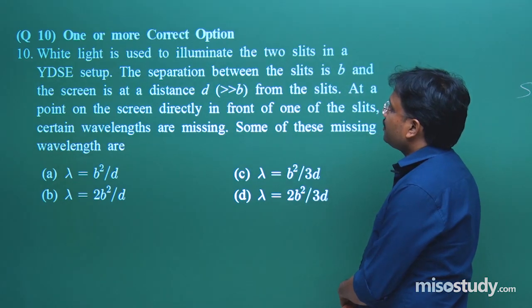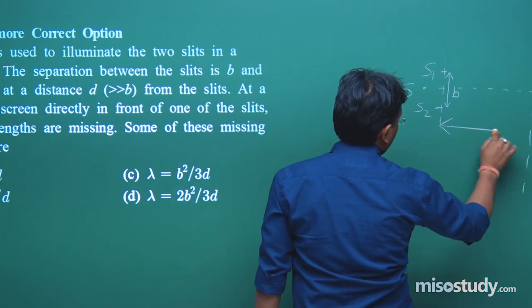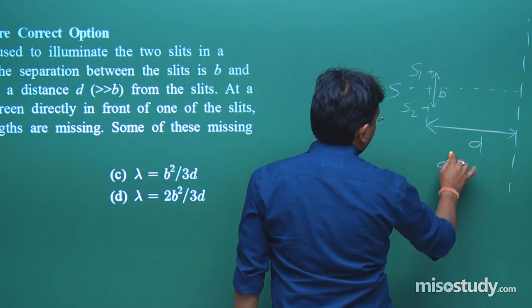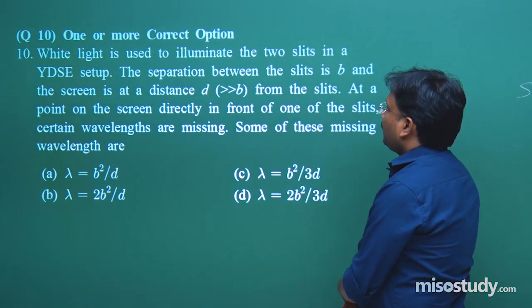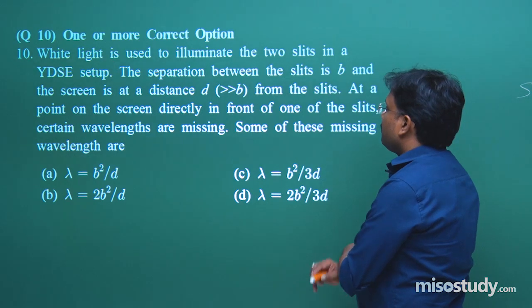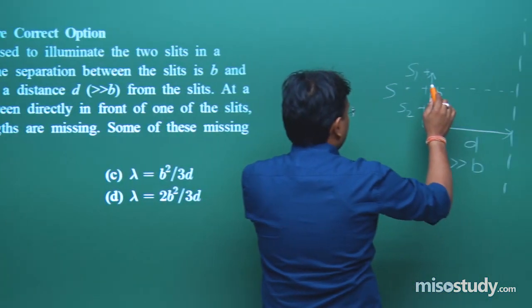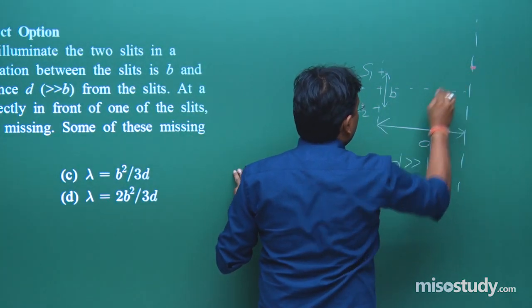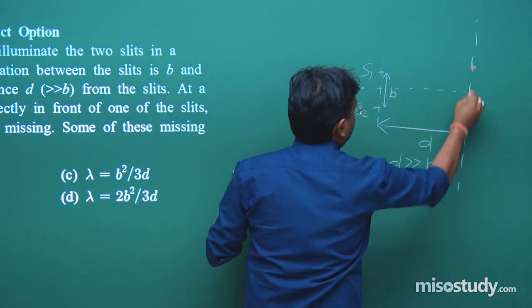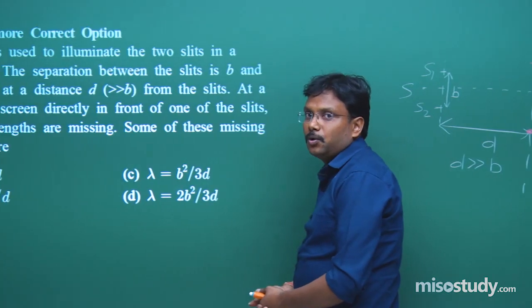And the screen is at a distance small d. Small d is very, very much greater than B. At a point on the screen directly in front of one of the slits, certain wavelengths are missing. Some of these missing wavelengths are. Now, which point is directly in front of the slits on the screen? This point and this point. These are 2 points. I hope the diagram is clear to all of you.